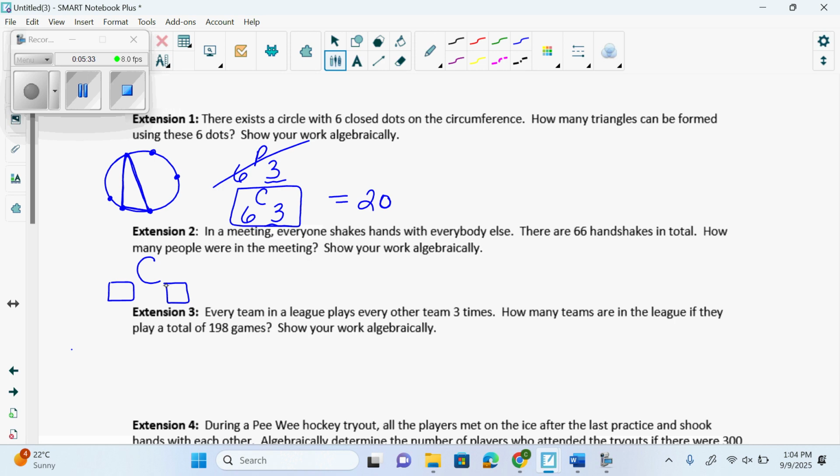People are shaking hands. How many people are shaking hands? 2. 2 goes here, right? Because that's how I'm choosing. The other box would be the total number of people that are shaking hands, correct? So let's keep reading.